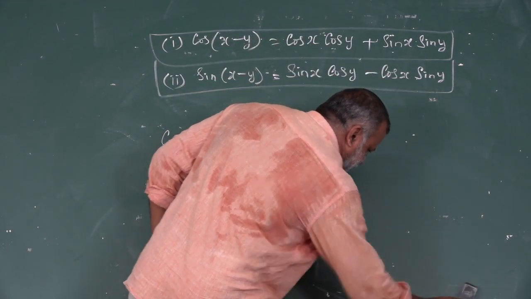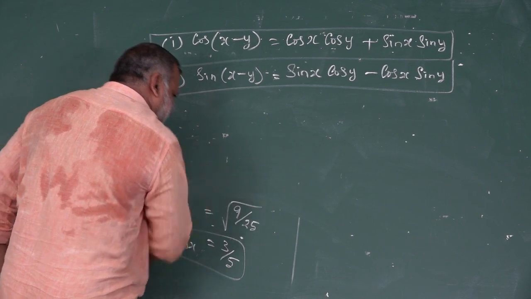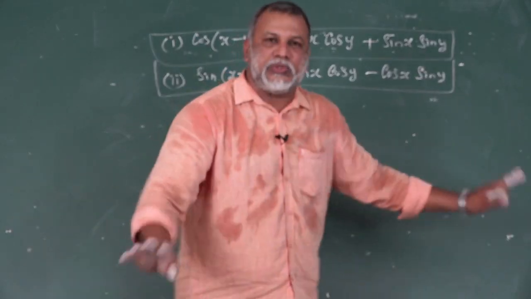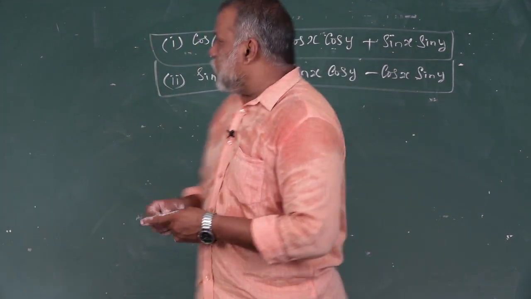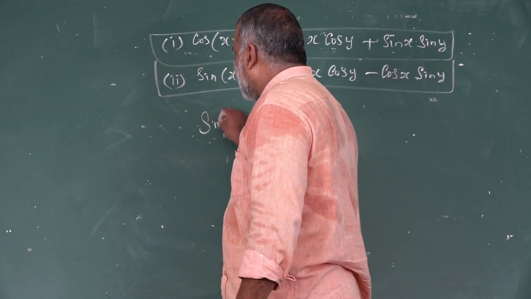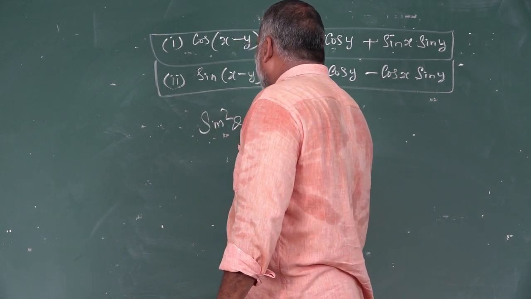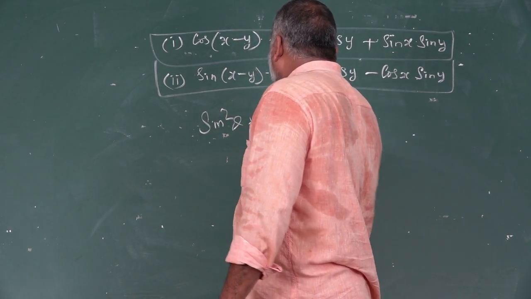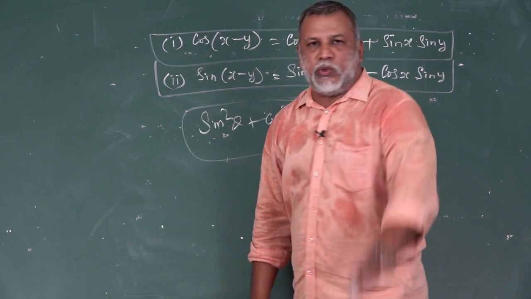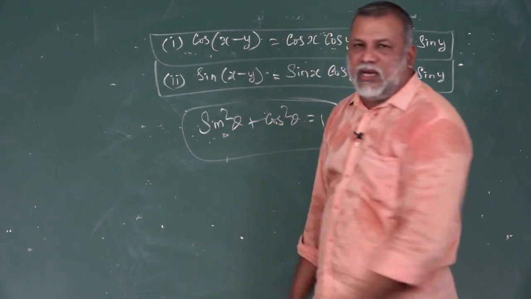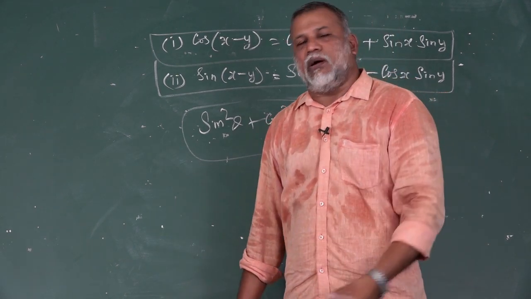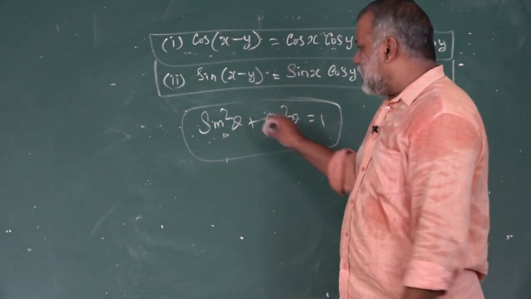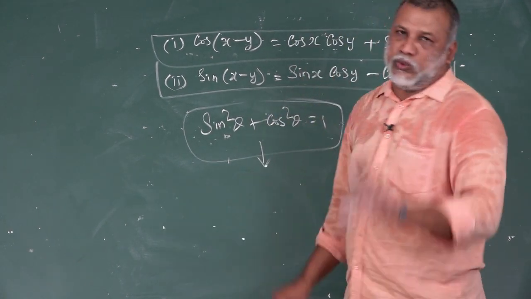In these types of questions, all students must learn one concept. What is the concept we are using? Only one identity. What is the identity for all these? You are using only one identity for all these: sin square theta plus cos square theta is equal to 1. Instead of theta, we may get a, or b, or x, or y. This is the one identity we are using.